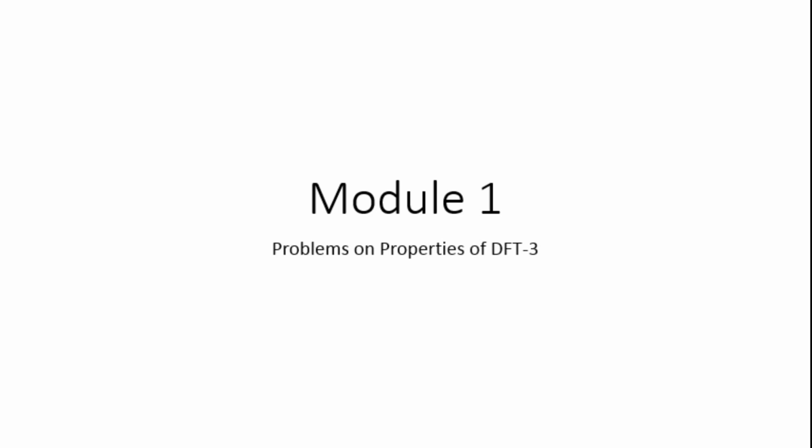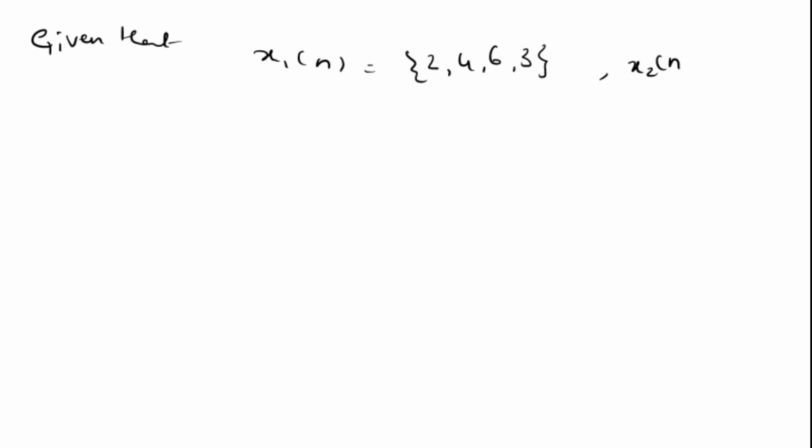Today we are going to discuss some of the problems on properties of DFT. First problem, given that x1 of n is equal to 2, 4, 6, 3 and x2 of n is equal to 1, 3, 2, 1.